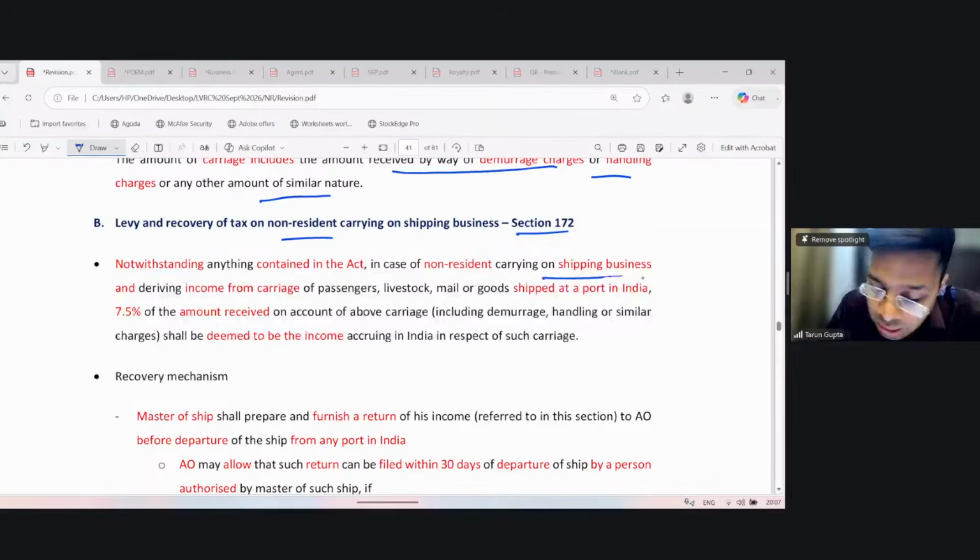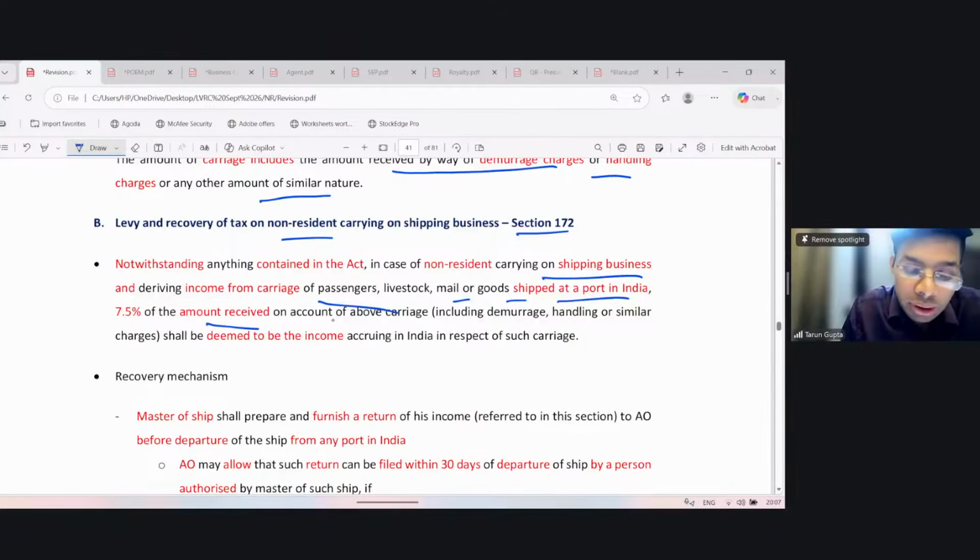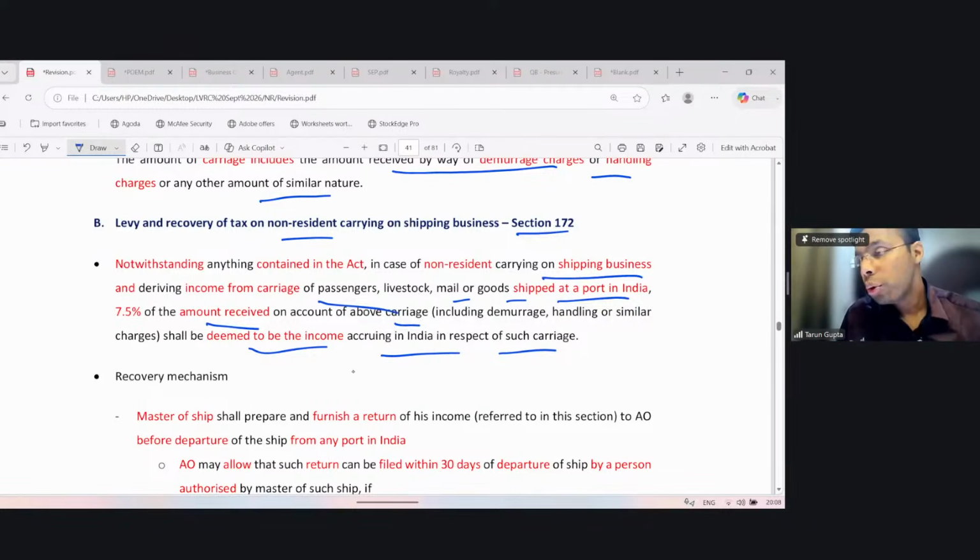In case of non-resident carrying on shipping business and deriving income from carriage of passenger, livestock, mail, or goods shipped at a port in India, 7.5% of the amount received on account of above carriage shall be deemed to be the income accruing in India in respect of such carriage. So there's another way of computing the income, 172.